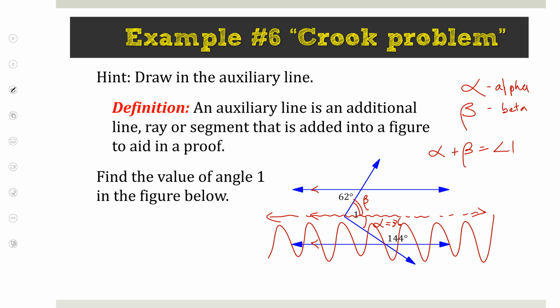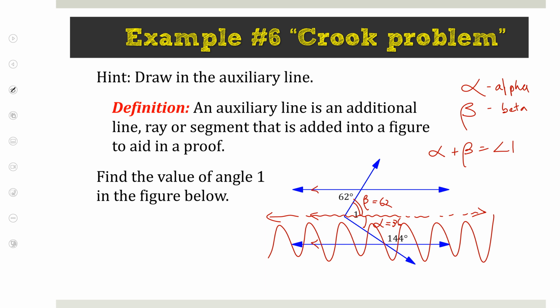What? That's Lily. 62, why? No. They are congruent. What pair of angles are they? What pair of angles are the 62-degree angle and the beta? Good. That's half of it. Perfect. Alternate interior angles. That makes this 62.